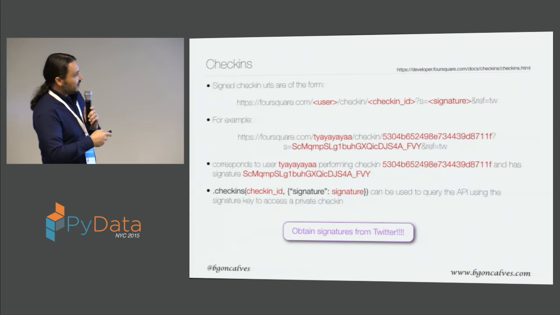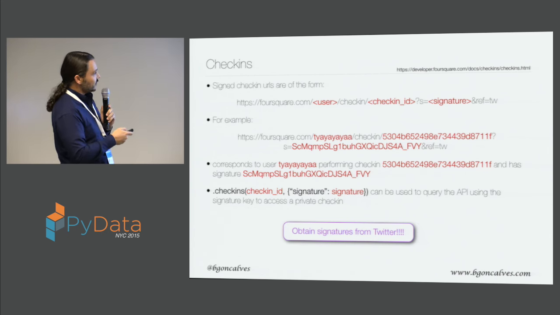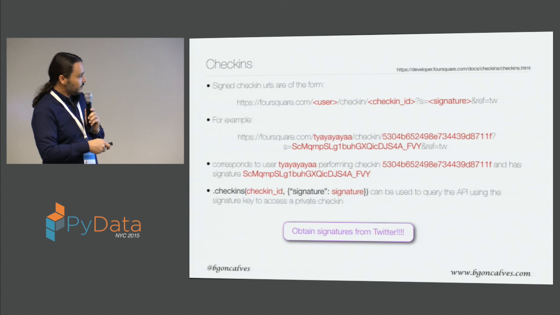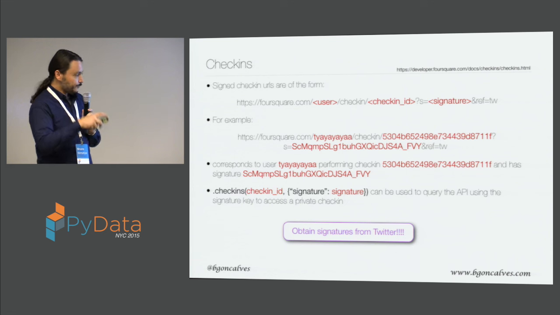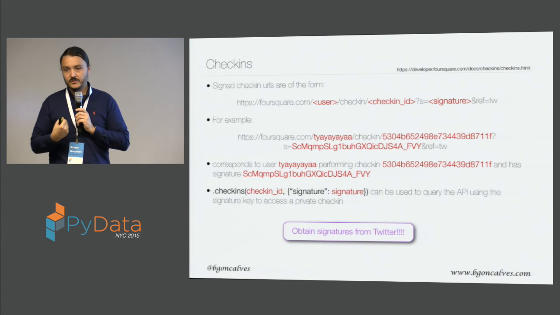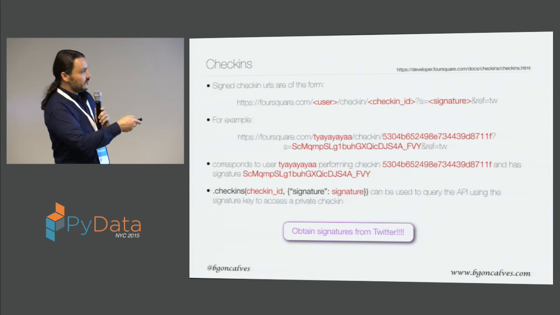So this is what a check-in URL looks like when it's published on Twitter or on Facebook. So it's basically foursquare.com or Swarmapp now or whatever, the user ID, check-in, the check-in ID, and then the signature information there. So something like this will correspond to the user performing this check-in and has this signature. So if you use the check-ins interface with a check-in ID and give it the signature as a parameter to the function, then basically you can access that page and actually see what the check-in is, right? Of course, to do that, you actually need to be able to get these URLs.